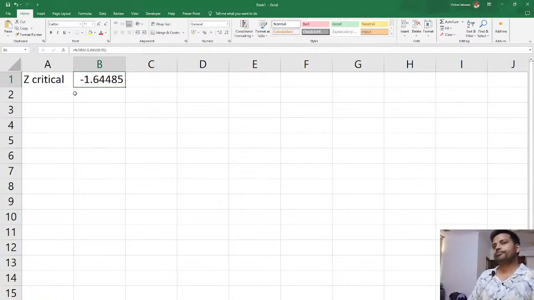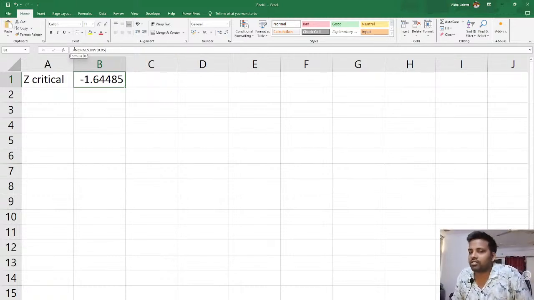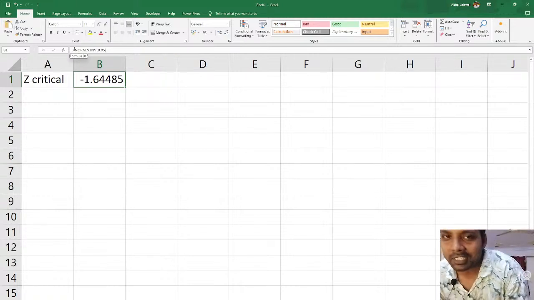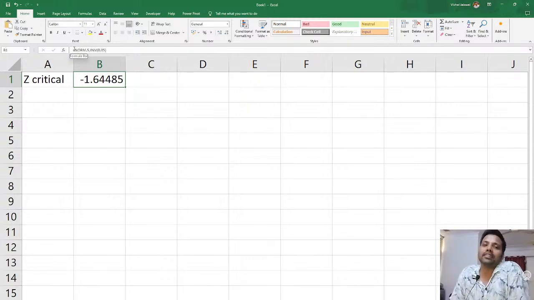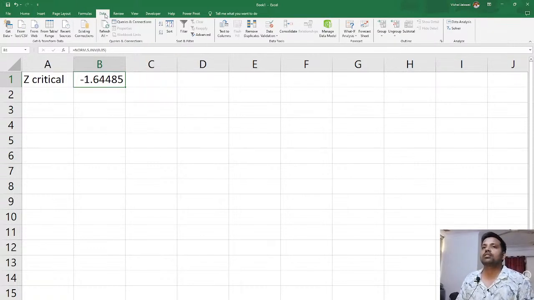So you may be thinking, why are you using Excel for this? Why are you not doing the exact calculation? Actually, there is no calculation. This is only determined. For this, you need to understand what we are talking about.